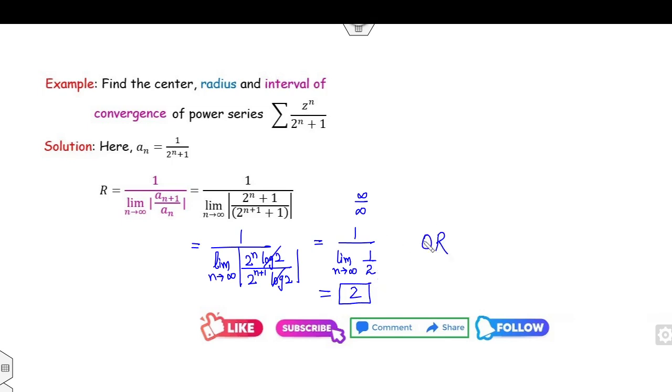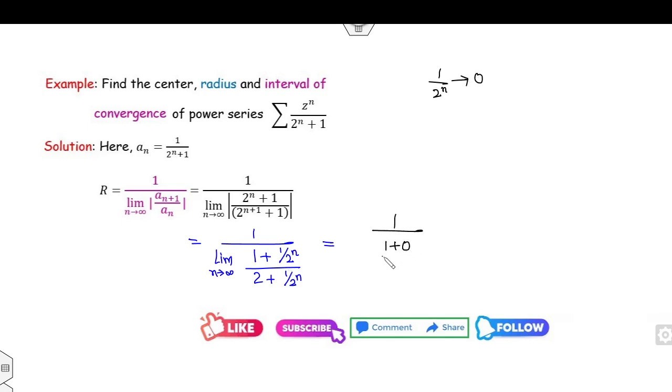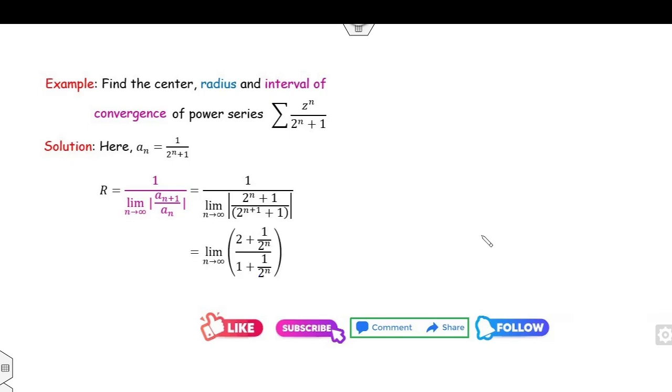This is the first way, you can use the L'Hopital rule. Otherwise, the second way is you can divide the numerator and denominator by 2 raised to power n. So what will happen? If you divide the numerator and denominator by 2 raised to power n, it is 1 plus 1 over 2 raised to power n over 2 plus ... Now as n approaches infinity, you all know 1 over 2 raised to power n goes to 0. Therefore, 1 plus 0 over 2 plus 0. Again the answer will be 2.